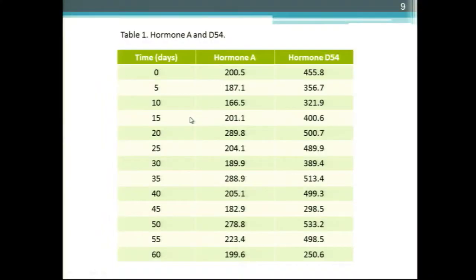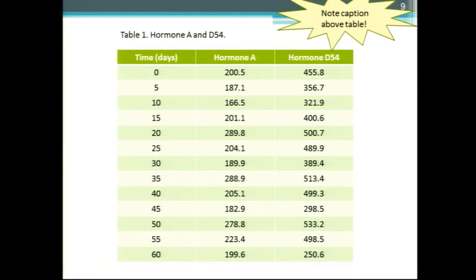Okay, good. Here's another table. It's laid out in the right way, right? We have our time here on the left, and then we have our hormone A and our hormone B. Another thing I'd like you to notice about this table is that the caption is above the table. That's another convention we have in writing: when we have a table, we write what it is above the table. When we have any other kind of graphic, a figure or a photograph, the caption goes below, right? So it's just for tables that we make that exception.